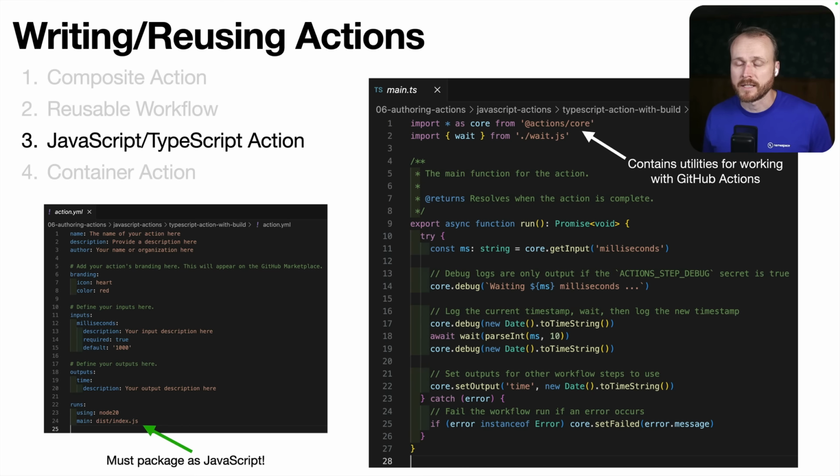Just like with the composite action, you'll include an action.yaml file that defines the metadata for your action, including optional inputs and outputs. And then you'll notice at the bottom there under the runs key, you'll specify which runtime to utilize. In this case, it will be a Node.js runtime, and then you need to specify where your main function lives. Now, regardless of whether you're authoring your action in JavaScript or TypeScript, you must package it as JavaScript. This means that if you're writing as TypeScript, you're going to have a build step where you turn that TypeScript and bundle it as JavaScript for consumption.